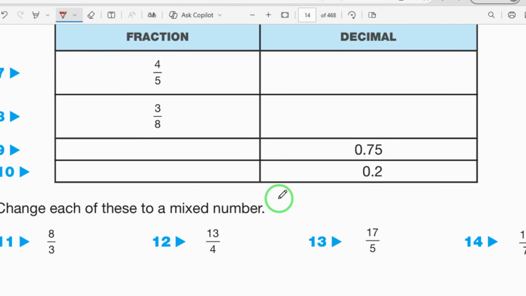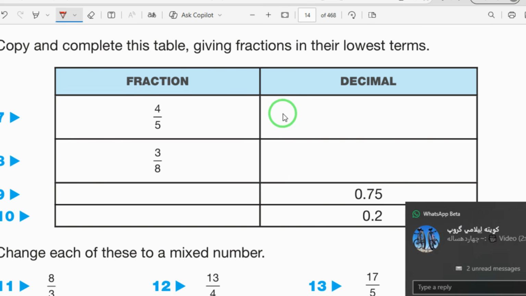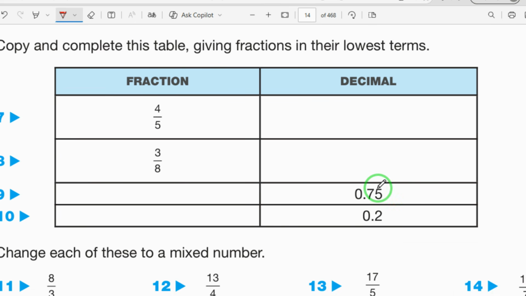Now we come to the table: copy and complete this table, giving each fraction in the lowest terms. How can we simplify or solve this? Here we have a fraction, and to convert it to a decimal, we have 4 over 5. We have different methods to convert this fraction to a decimal.